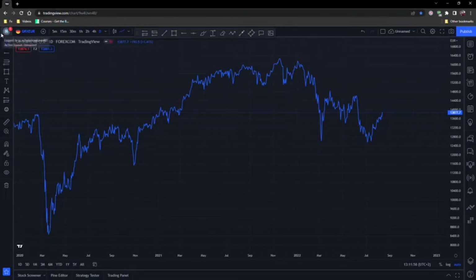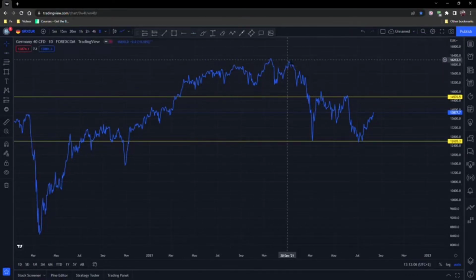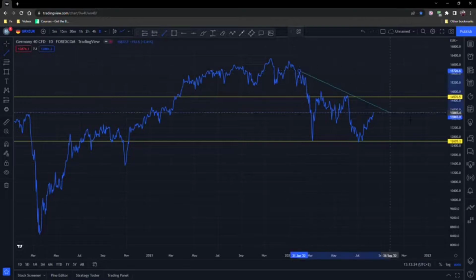Looking at Ger40, we're gonna plot our high. Right, that's gonna be our high, and we're gonna plot our low. That's gonna then be our low, and then we're gonna plot this trend line, right? Let's plot it right there, and you can see that we are approaching that downward bearish trend line, but we are still building up momentum.